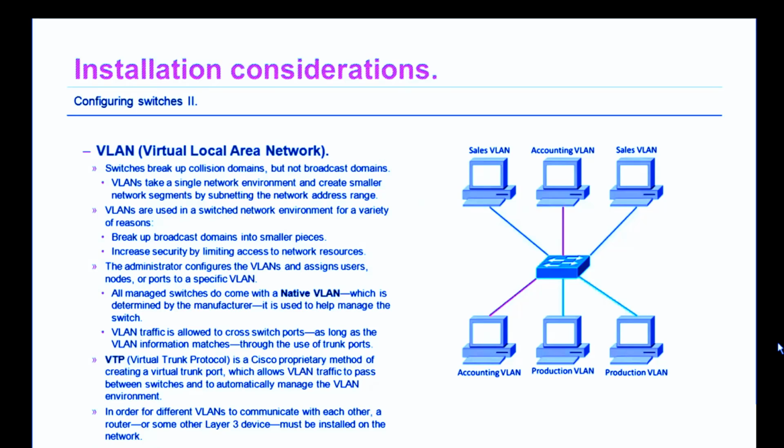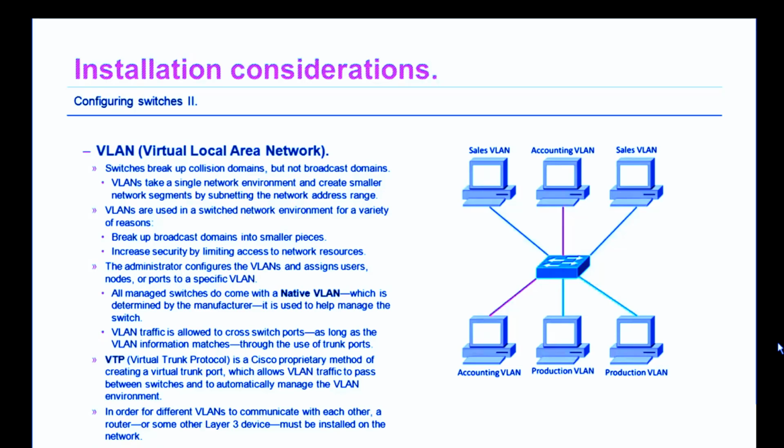VLANs are used in a switched network environment for a variety of reasons. To break up broadcast domains into smaller segments, just like I just said. Another reason to use VLANs is they increase security by limiting access to network resources. The administrator configures the VLANs and then assigns users, nodes, or ports to a specific virtual local area network. All managed switches do come with a native VLAN, which is determined by the manufacturer. This native VLAN is used to help manage the switch.